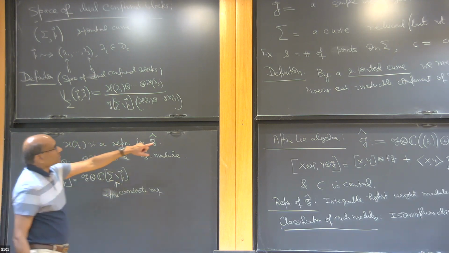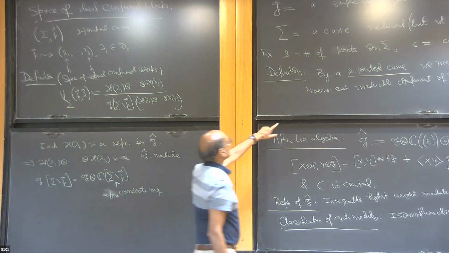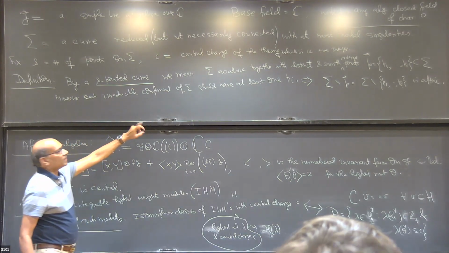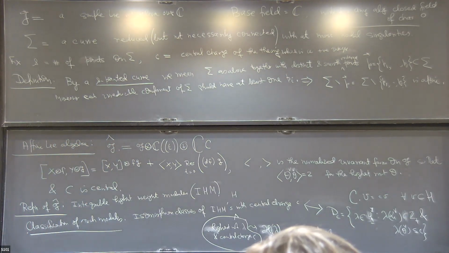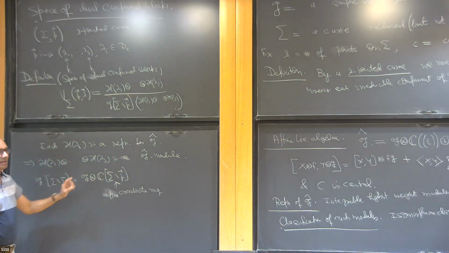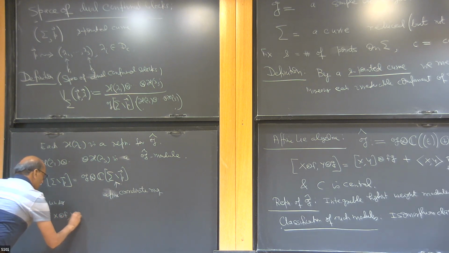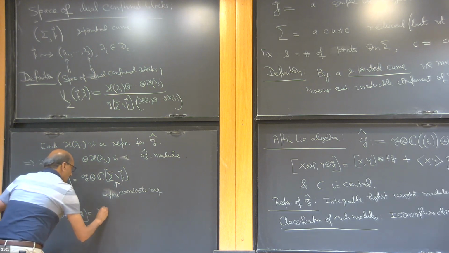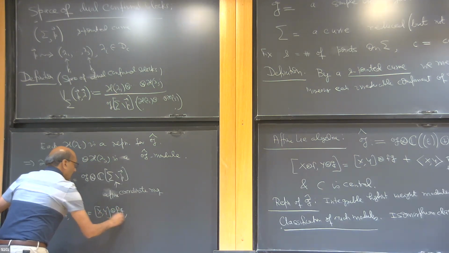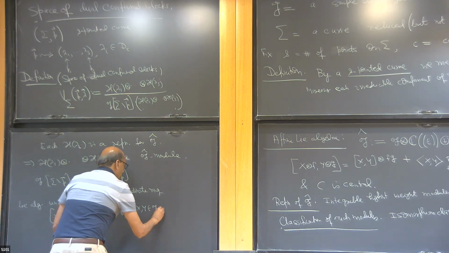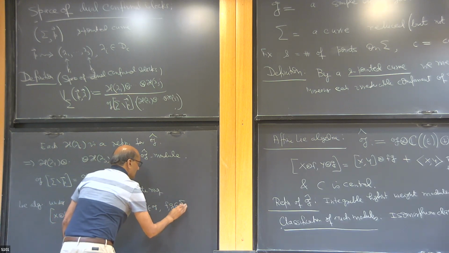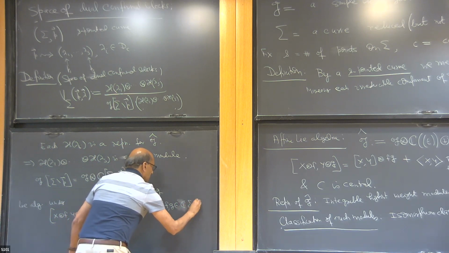Now let's go back here. That's why I needed this restriction that each irreducible component of sigma should have at least one point P_i. So this gives us a good supply of functions here. This is a Lie algebra under the standard pointwise bracket, and there is no central charge here. So X tensor F, Y tensor G is nothing but XY tensor FG, where X and Y are in G and F, G are in C of sigma minus P.